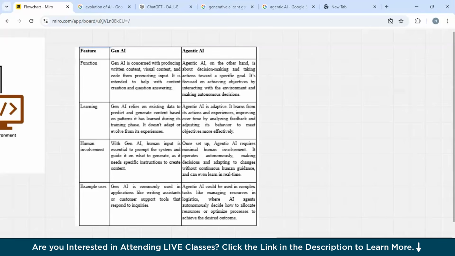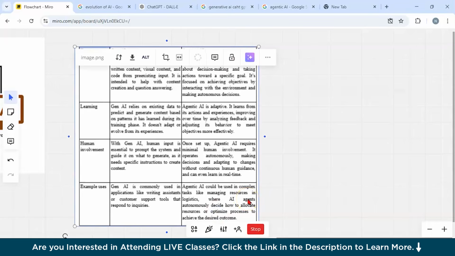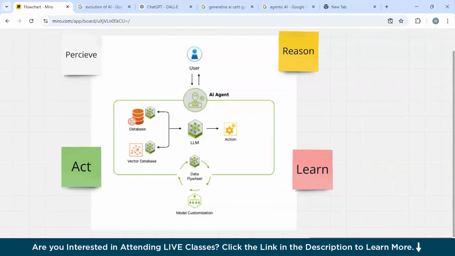So we have given one example of Gen AI, which is giving a prompt to ChatGPT or DALL-E, and for agentic AI, one example could be your supply chain management system. Now, let us deep dive into the technical aspects of how agentic AI exactly works. There is a 4-step process of how agentic AI works.